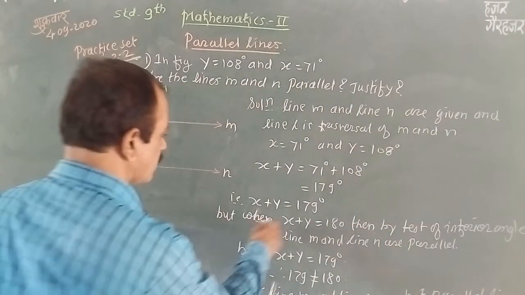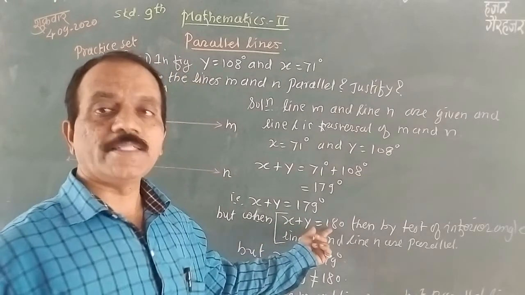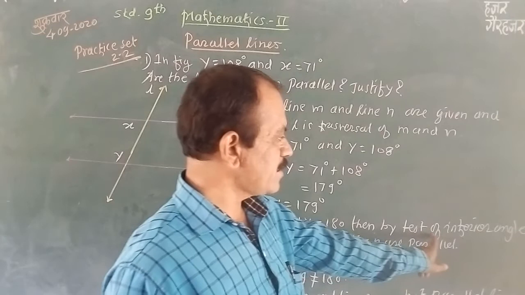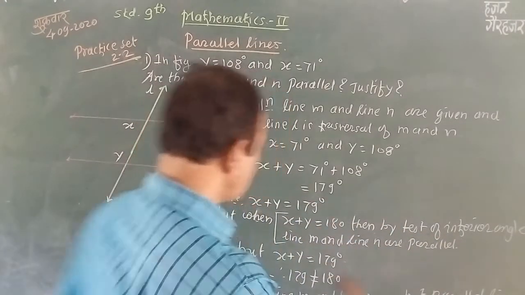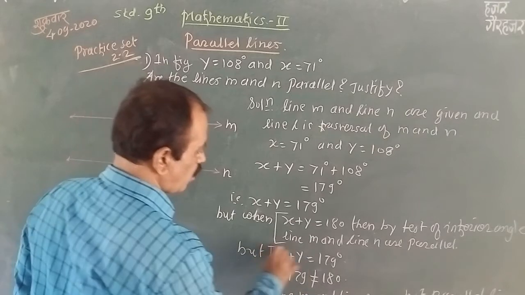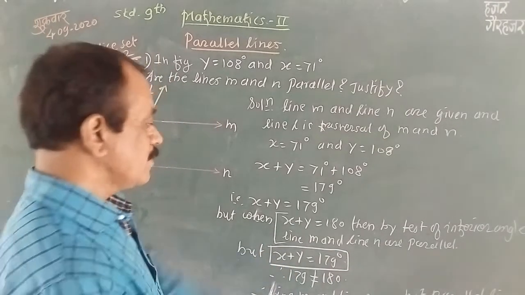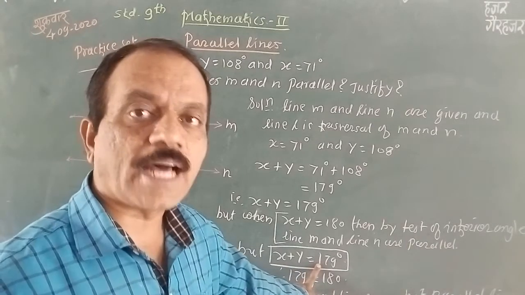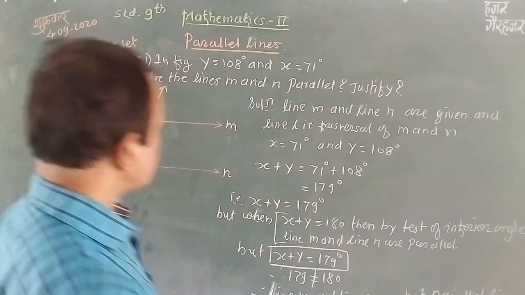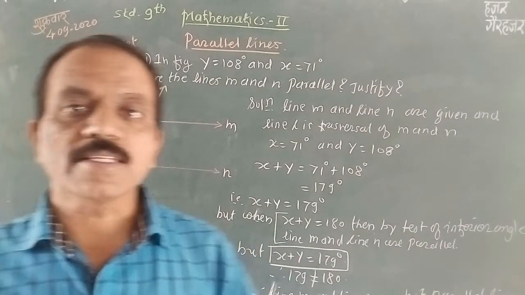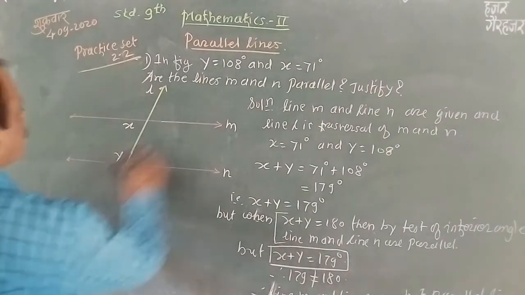That means when the sum of these angles is equal to 180 degrees, then by the interior angle test, the given lines are parallel. But here the sum of these two angles x and y is not equal to 180 degrees. It is equal to 179 degrees. Therefore, these two are not parallel lines. This is the solution of the first example. Now we write the second example.